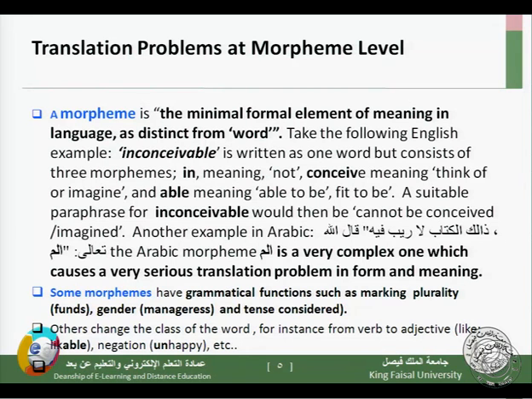Now, it's not only grammatical functions. Morphemes have other functions, like they change the class of the word. Lexically speaking, they change the class of the word. Now, if you want, for instance, to make a verb an adjective, or an adjective a verb, here you use morphemes, like prefixes or suffixes. Look at the word like here. Okay, it's a verb. You add A-B-L-E, able, likable. He's a likable person. It means people like him. He has qualities. A capable student.